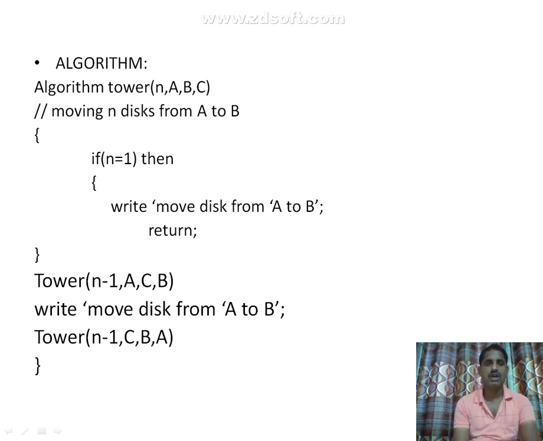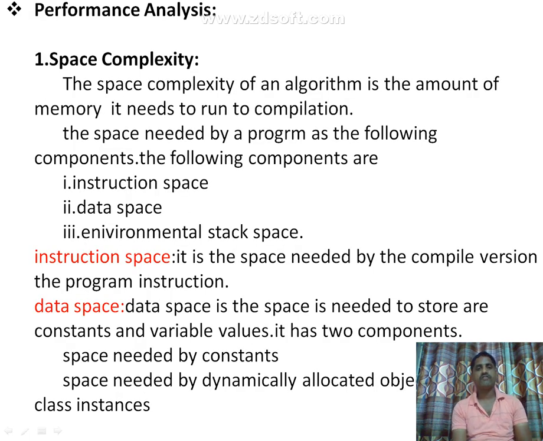So algorithm Tower(n, A, B, C), where n is the number of disks. If n equal to 1, move from A to B. If n is more than 1, then go for Tower(n-1, A, C, B), write move disk from A to B, and Tower(n-1, C, B, A). And go for the performance analysis. Here we use two types of complexities. The first one is the space complexity and the second one is the time complexity.